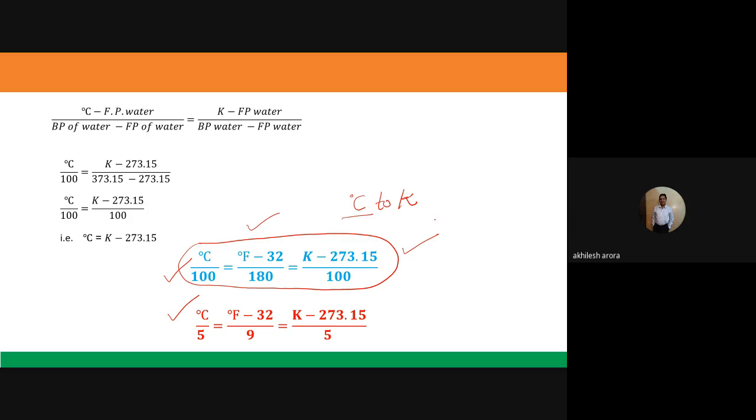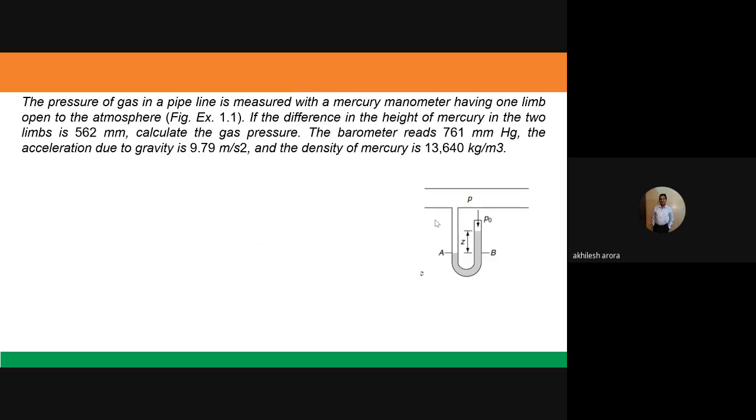Let us move to the next topic. Now this is a question which is given here. You can read the question carefully. The pressure of a gas in a pipeline is measured with the help of a mercury manometer having one limb open to the atmosphere, as shown in the figure. So you can see it here. This limb is open to the atmosphere.